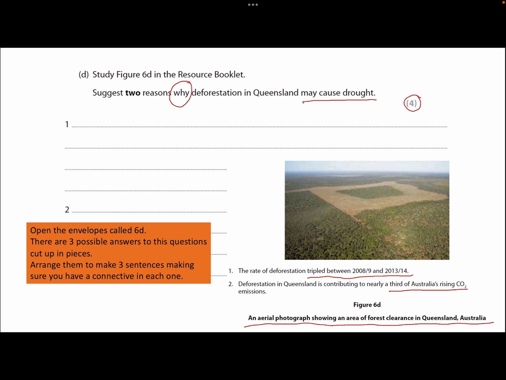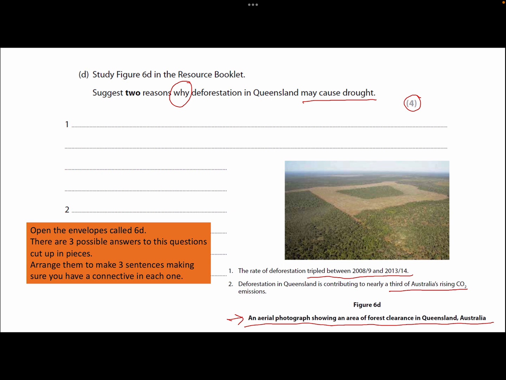Right, let's have a look at this question. It's 4 marks. Study figure 6D in the resource booklet, which is here on the right-hand side, and suggest 2 reasons why deforestation in Queensland may cause drought. So you've got the figure. Let's have a look at the title. The title says an aerial photograph showing an area of forest clearance in Queensland, Australia. So it's deforestation going on in Australia. So how has deforestation caused drought? That's what the question is. They have given you some information. The rate of deforestation has tripled between 2008 and 2014. Deforestation in Queensland is contributing to nearly a third of Australia's rising CO2 emissions.